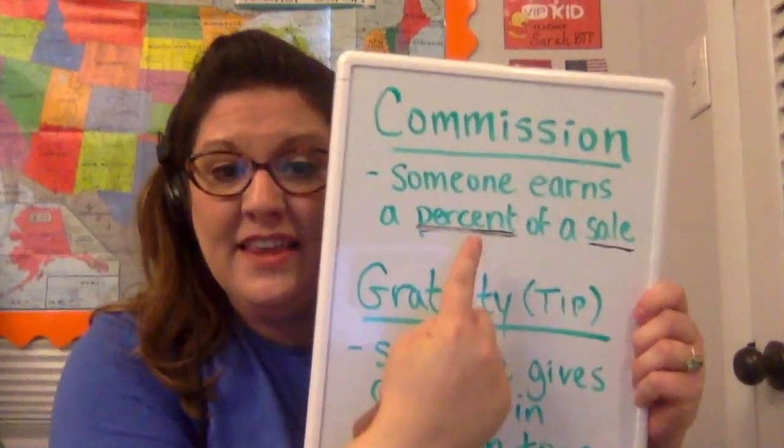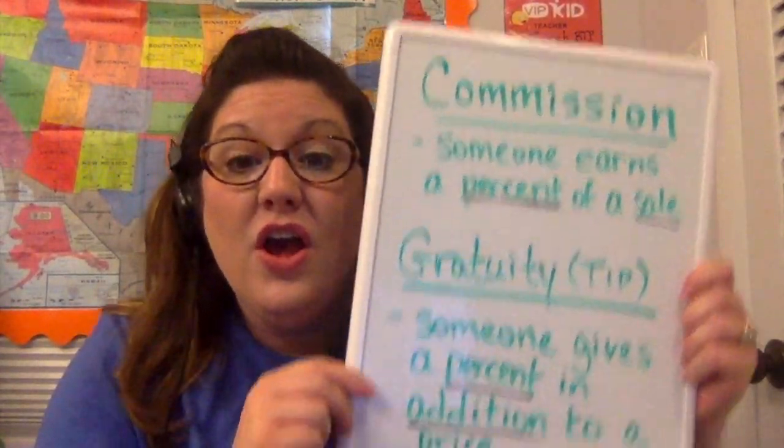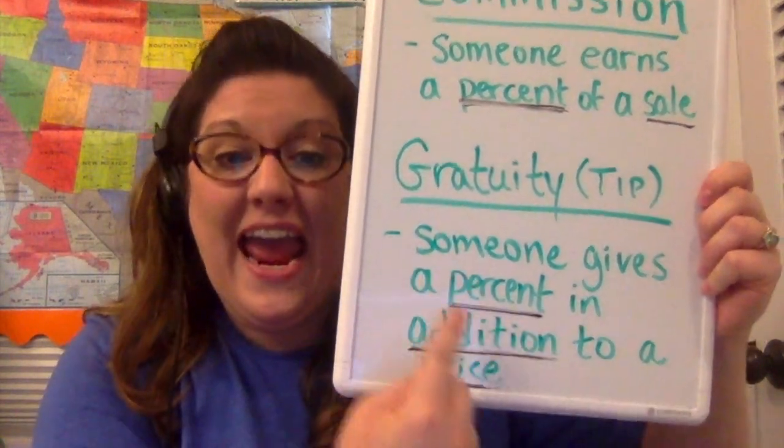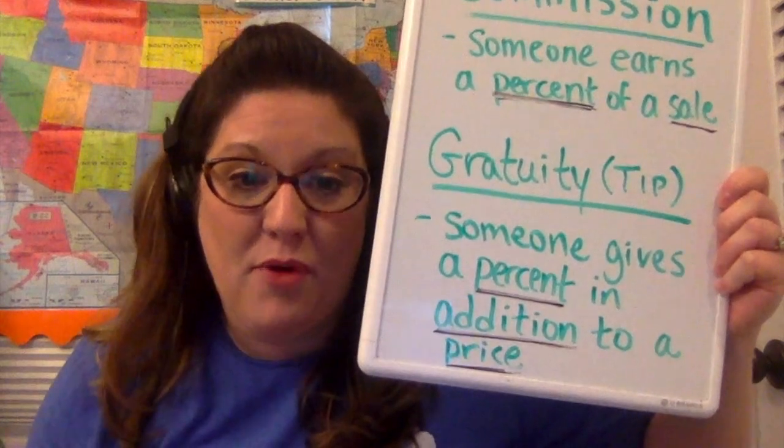I hope this helps you to understand a little bit of the difference between commission and gratuities. For commission, we are just calculating a percent of a sale. For gratuities, we calculate a percent and then we add that to a price.